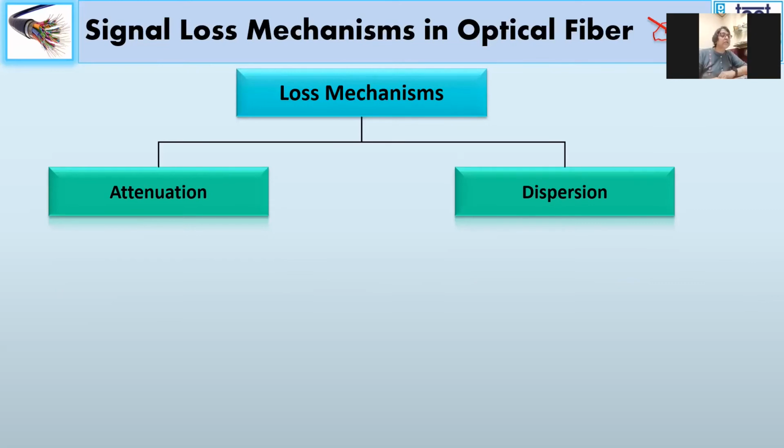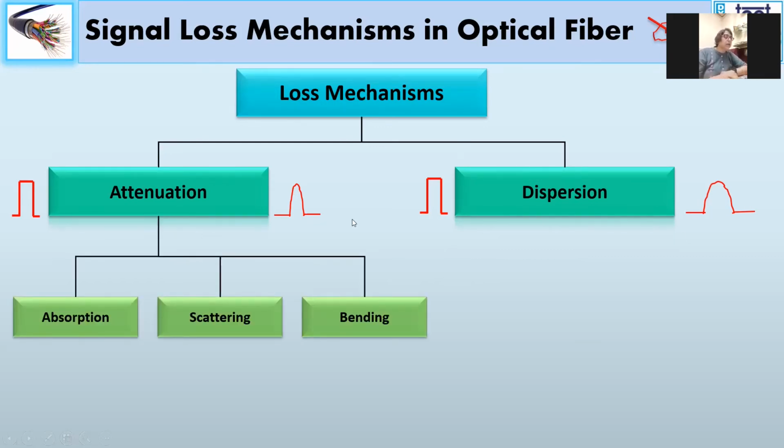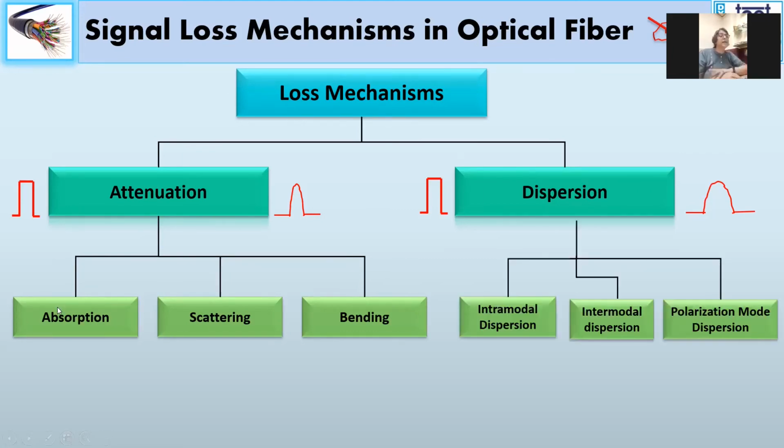As I was saying, the two major players in the loss mechanism in a fiber are attenuation and dispersion. Attenuation is the reduction, and dispersion is the pulse getting broader. The different types of attenuation that we will be studying are absorption, scattering, and bending. And in dispersion, there is intramodal. That is, for a single mode fiber, the dispersion is intramodal.